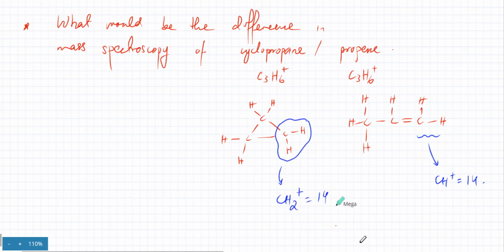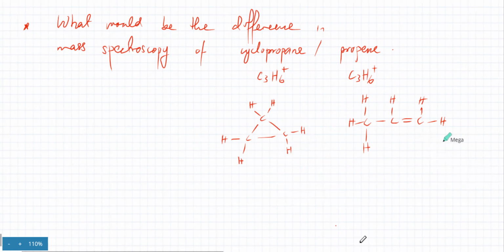Sarah, is this point clear? Yes, sir. This fragment could be obtained in the other one as well. So you would get a detection at 14 in the first one. You would also get a detection at 14 in the second one. Okay? Is that clear now? Yes, sir. So tell me, what would be the difference? In the second one, CH2 is breaking off, right? Not only one CH.